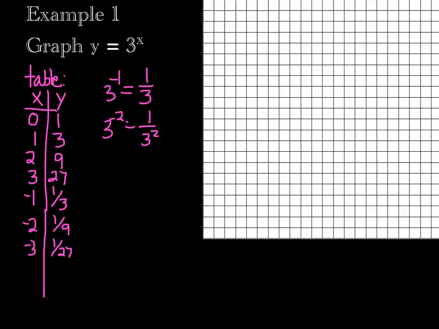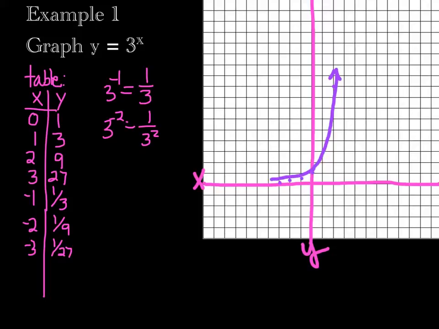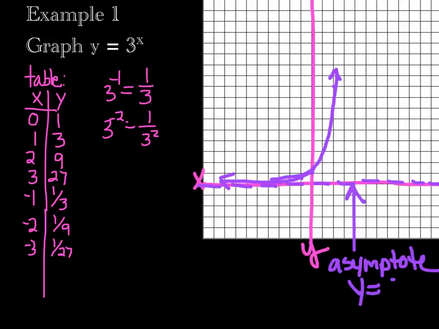So let's graph that. Alright, so I've plotted the points on my table, and I know that this is going to keep going up and up and up. And it's going to approach the x-axis, but never touch it. So I'm going to dash in my horizontal asymptote, and that is required when you're graphing, to dash in your asymptote. And if I asked you what is the equation of the asymptote, it's a horizontal line through y equals 0.